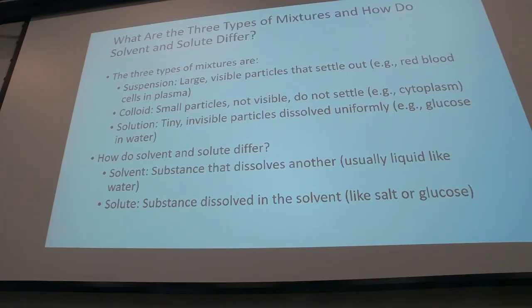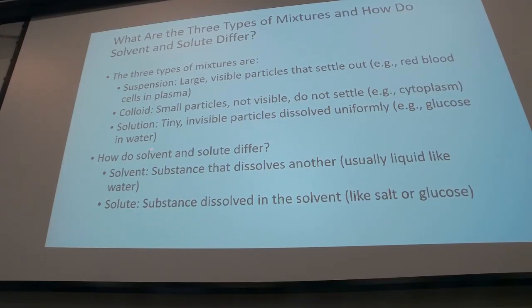It's weight volume. Whatever volume you have, you add 5% of that. Like if you have 100 milliliters, you will add 5 grams of glucose to make it 5%.